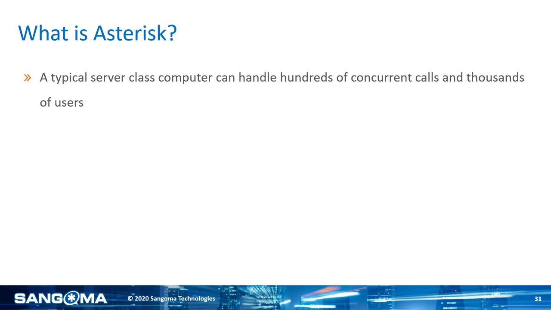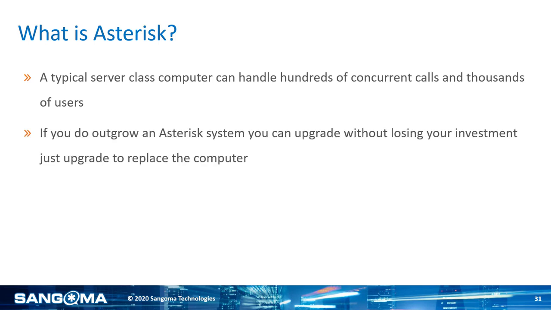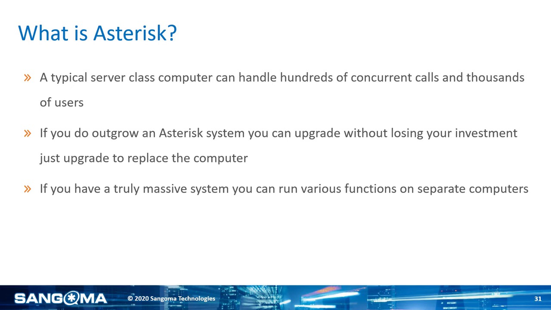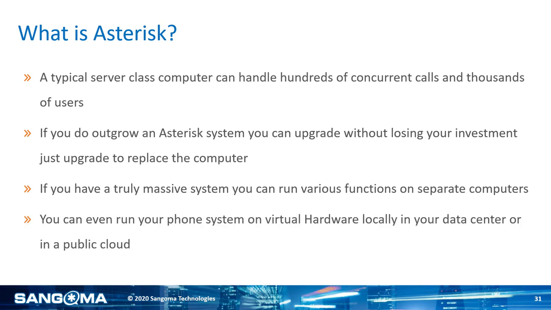A typical server-class computer can handle hundreds of concurrent calls and thousands of users. If you do outgrow an Asterisk system, you can upgrade without losing your investment. Just upgrade to replace the computer. If you have a truly massive system, you can run various functions on separate computers. You can even run your phone system on virtual hardware locally in your data center or in a public cloud.